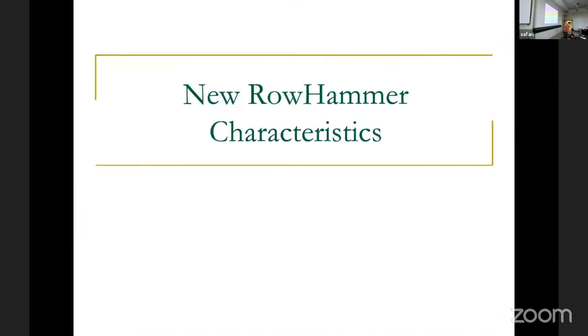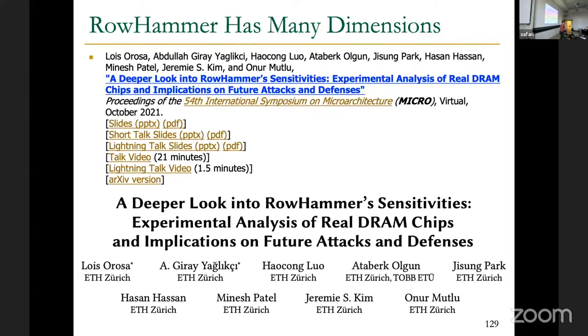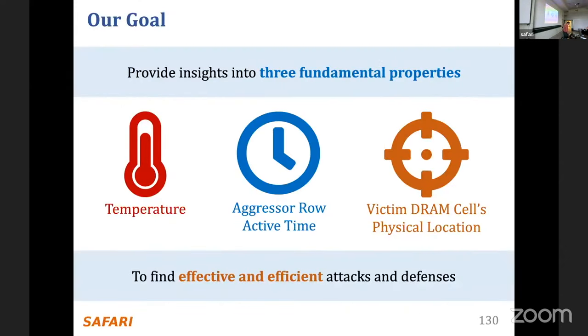Okay, so let's talk about some new RowHammer characteristics, and this is something that is really important to examine going into the future. We need to understand this more. We did this study for the MICRO 2021 conference that talks about three major effects on RowHammer. One is temperature. The other is aggressor row active time, how long you can keep the aggressor row active. And then the other is related to the physical location of the DRAM cells. We can go into more detail, but let me see. Okay, we still have time, and you can feel free to ask questions also.